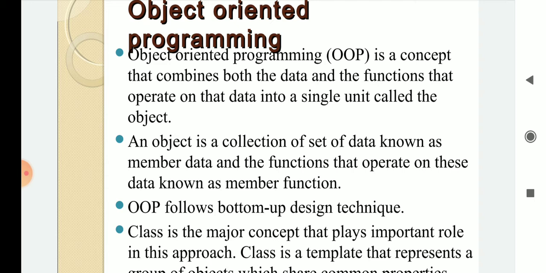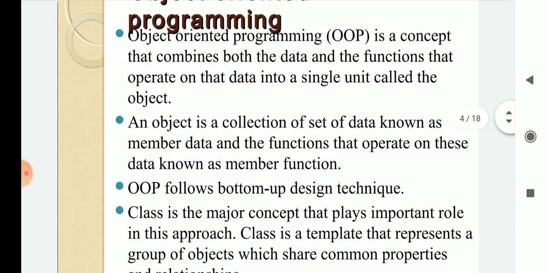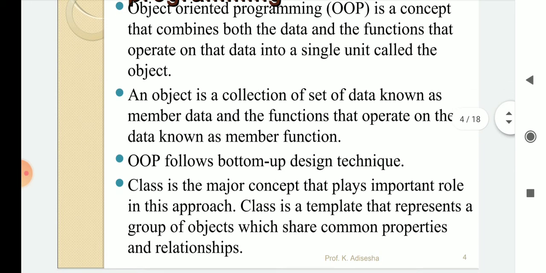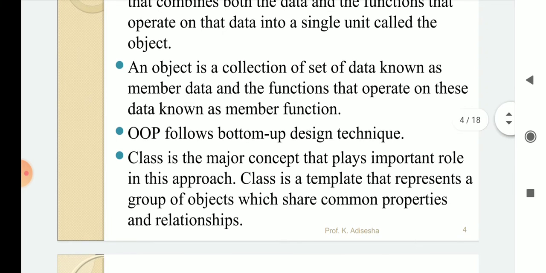So dear students, as the name indicates, a programming language where we take the help of objects is known as object oriented programming. And what is an object? A combination of data and function. In case of OOPS, an object is a collection of a set of data, and such data is known as member data. And in case of OOPS, the functions are known as member functions.